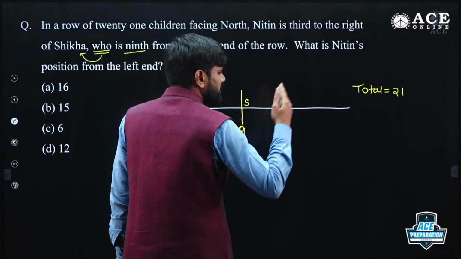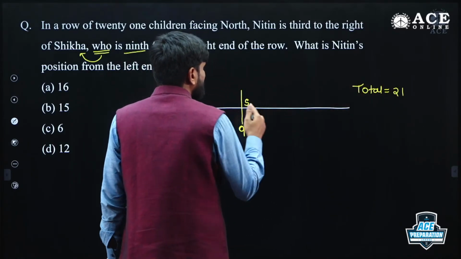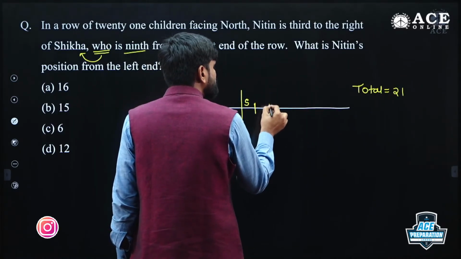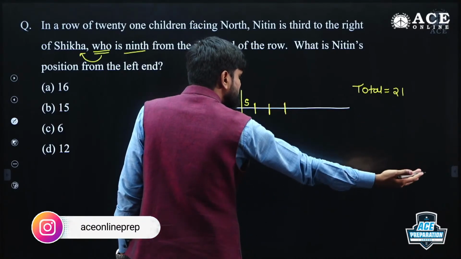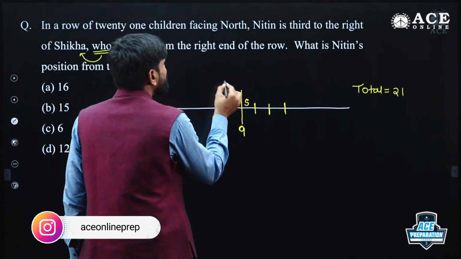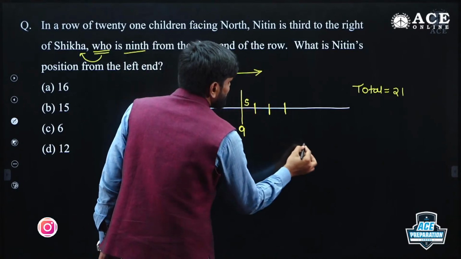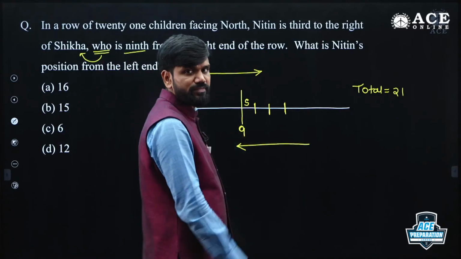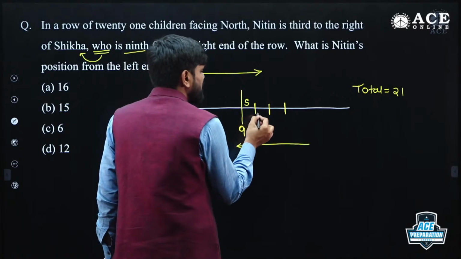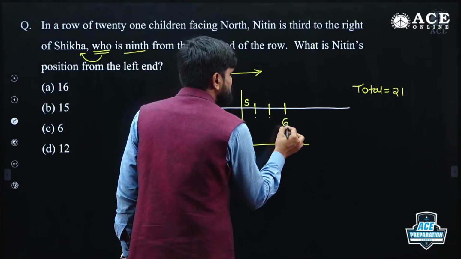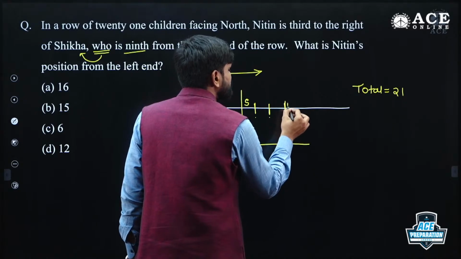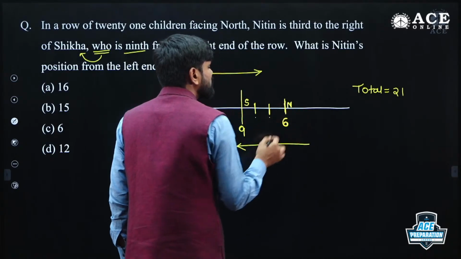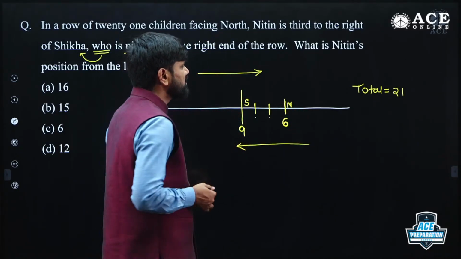Nitin is third to the right of Shikha, which means towards the right for Shikha: 1, 2, 3. This is third to the right of Shikha. The terms at the top will increase from left to right, and the terms at the bottom will increase from right to left. This is 9, this is 8, this is 7, this is 6. This is 6th. This is Nitin. Nitin is third to the right of Shikha, who is ninth from the right end of the row.